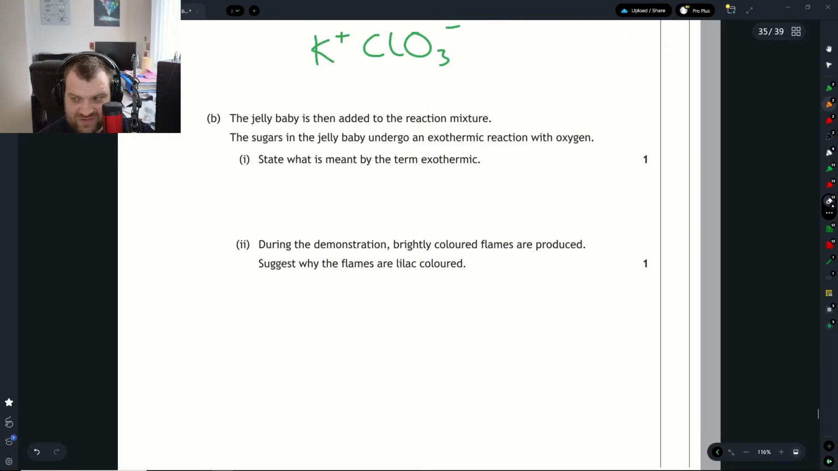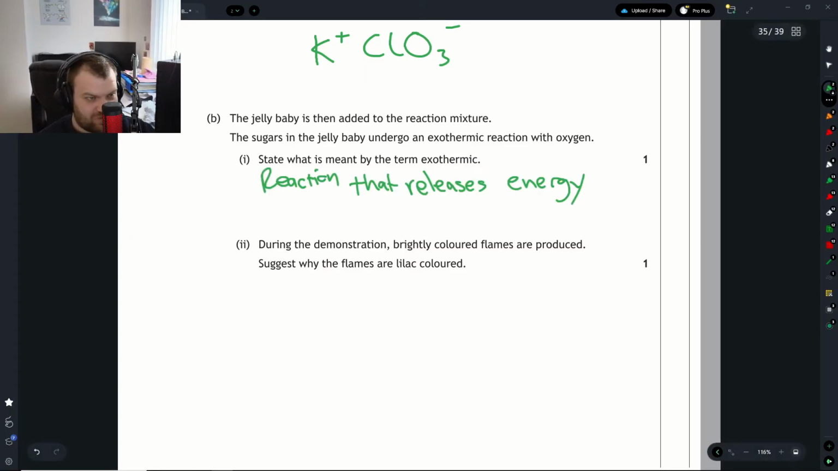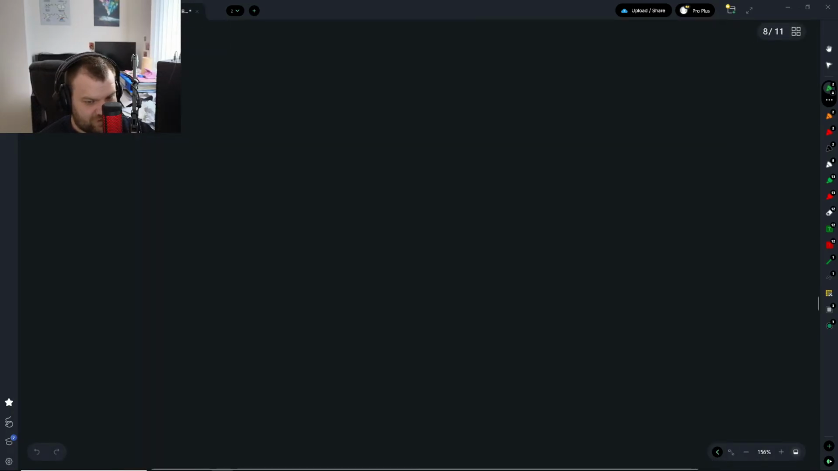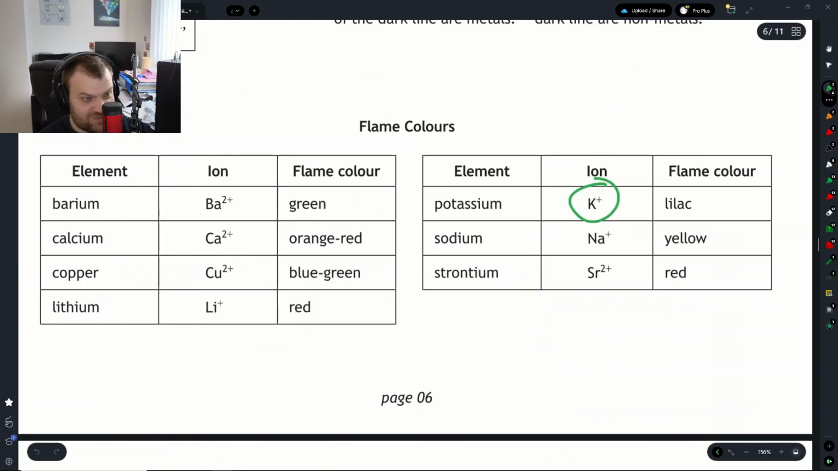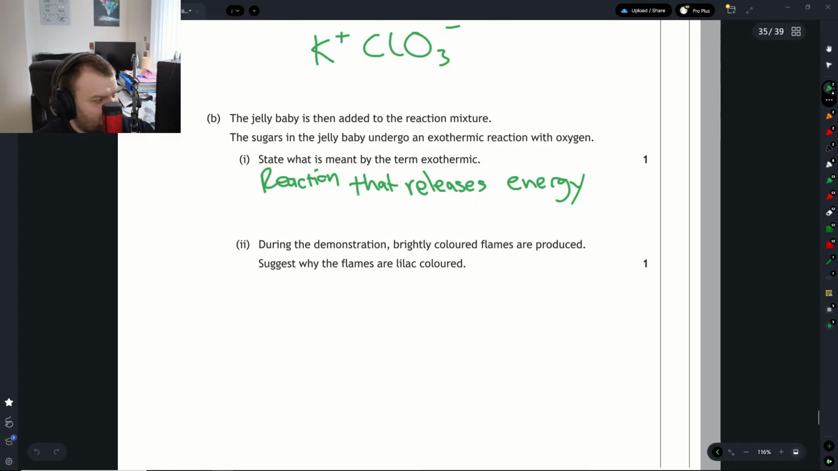Another definition, exothermic, it's a reaction that releases energy. Next one, we're asked about a flame colour. We're looking for lilac flame colour. Go back to page number 6. Lilac, again, is potassium. So because there's potassium present, then that's why you're getting a lilac flame.